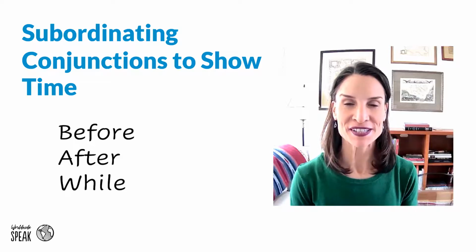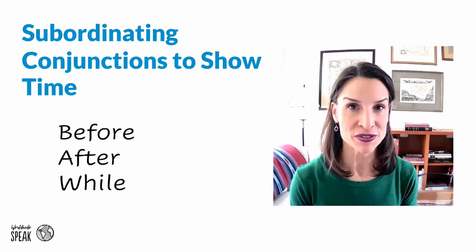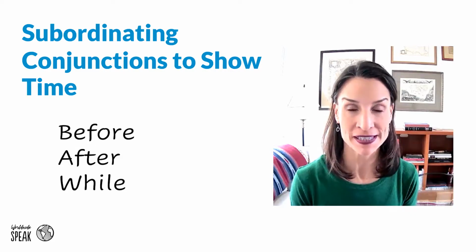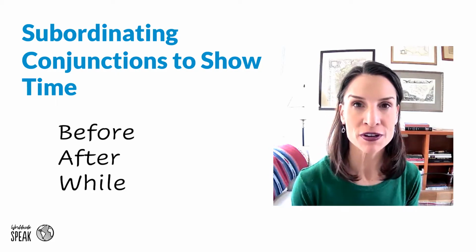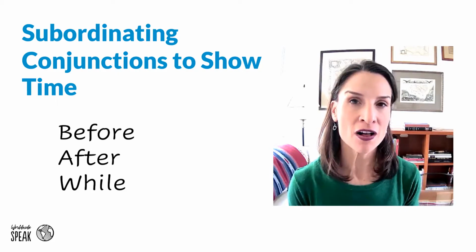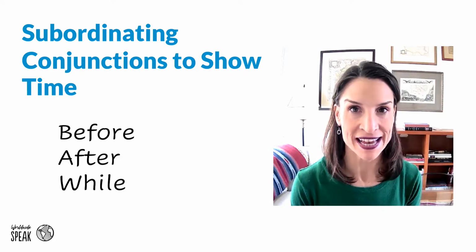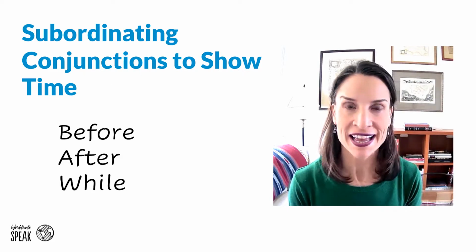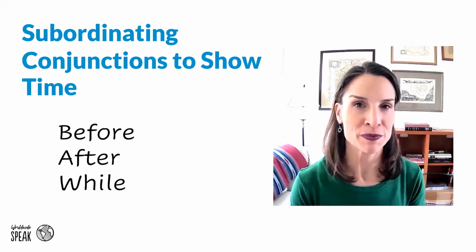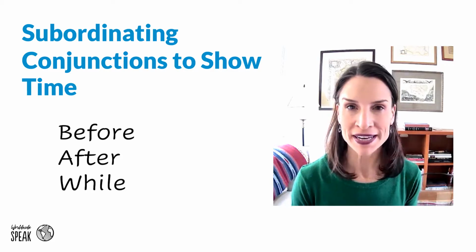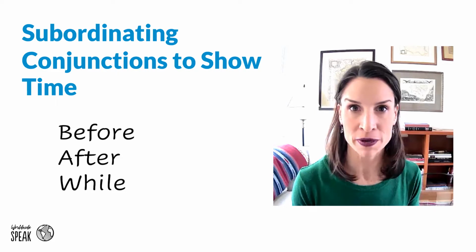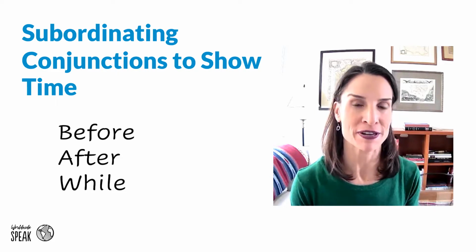In this video, I'm going to show you 3 words that you can use to show time relationships in your writing. These are before, after, and while. All 3 of these words can be used in complex sentences as subordinating conjunctions, and they're very useful and important when you're telling a story, writing a narrative, essay, narrative paragraph, or explaining a process.